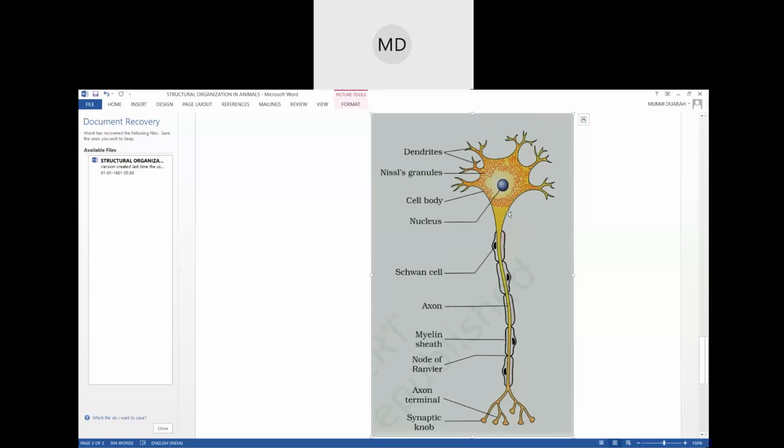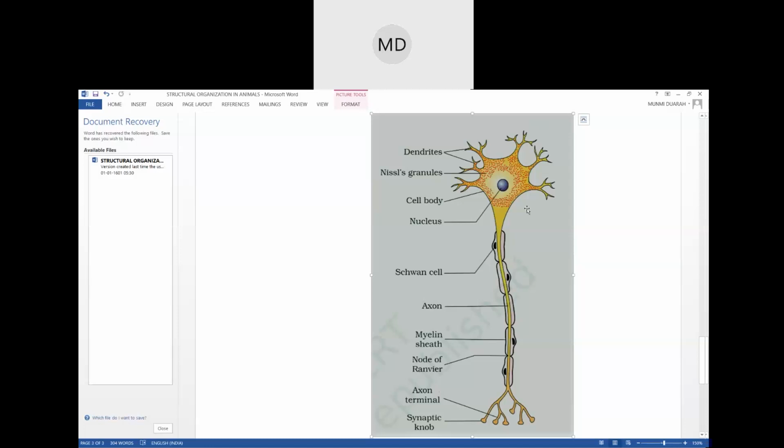Okay. So this is the cell body. This portion is known as the cell body. Neuron, it has three parts. One is the cell body. Then come the dendrites. These branches are known as dendrites. Then this long stalk or stick-like thing is known as the axon. So a neuron has three parts: the cell body, dendrites, and axon.